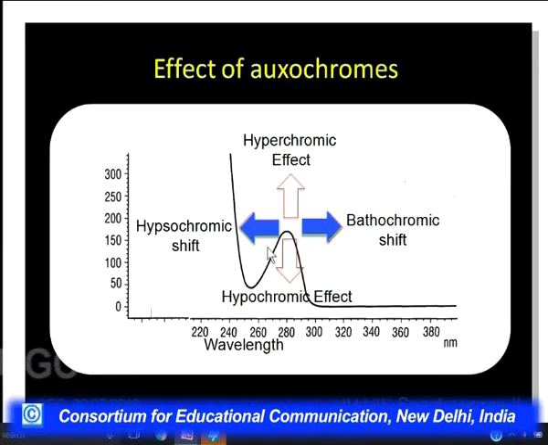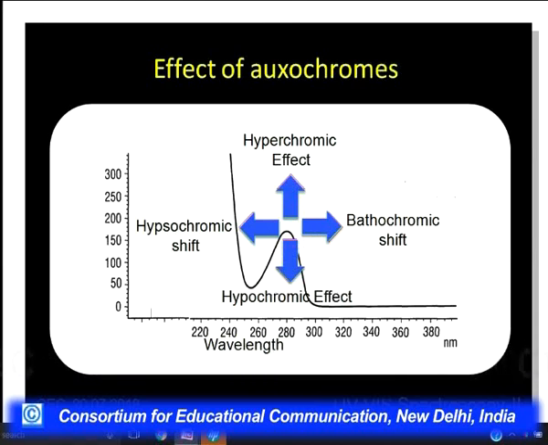Let's move further and see how we summarize the effect of auxochromes, because auxochromes can affect in a variety of ways. This is a lambda max position. If lambda max goes to higher wavelength, we say it is a bathochromic shift. If it goes to the lower side, it becomes hypsochromic. If the intensity increases, which happens in some cases, it is called a hyperchromic effect. And if intensity decreases, it is called a hypochromic effect. These are typical things which will come very often when you talk about UV visible spectroscopy.